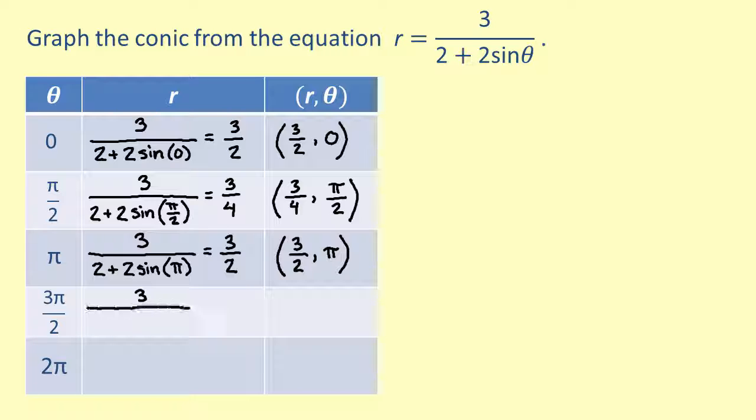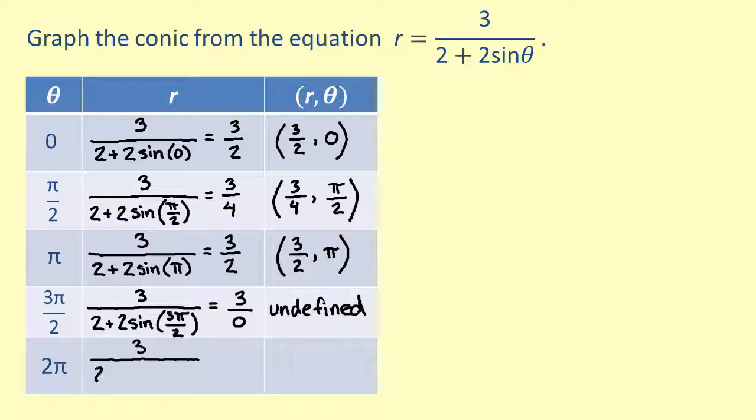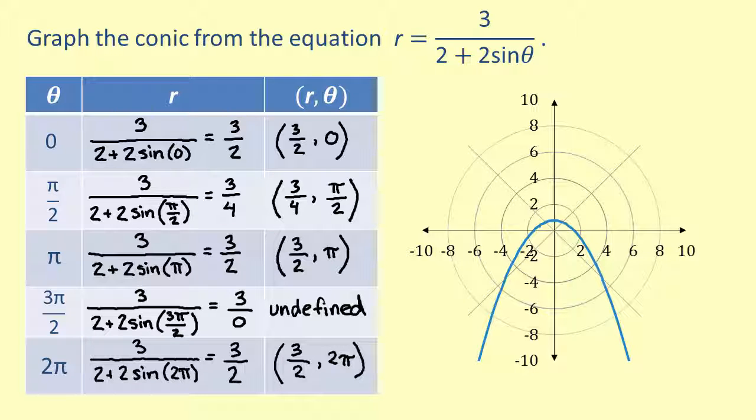When theta equals 3 pi over 2, the denominator of the equation for r simplifies to 0, so r is undefined when theta is 3 pi over 2. Finally, when theta equals 2 pi, we get r equals 3 halves, so our last polar coordinate is 3 halves, 2 pi. Using the points we generated, we can graph this equation on a polar coordinate plane as shown. The graph looks like a parabola, which confirms our previous assessment.